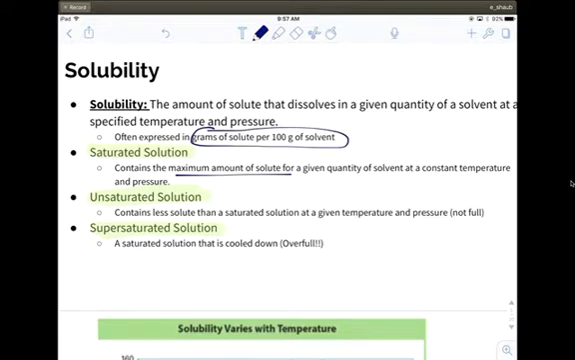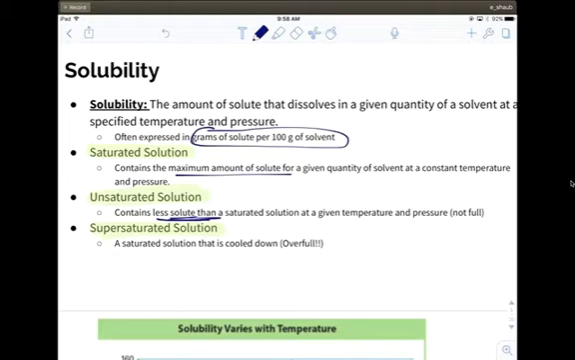So the best way that I have to explain it is if you think about a classroom. If you have a classroom that has a total of 10 desks and you have 10 students, that means we have a saturated classroom because all 10 seats are taken. If it contains less solute than a saturated solution, that means it's unsaturated.